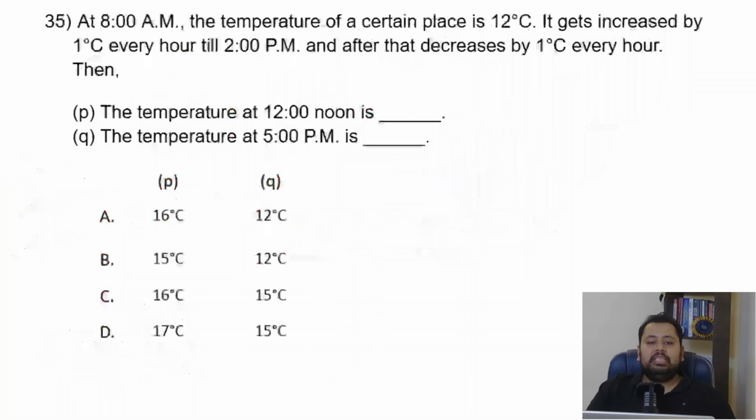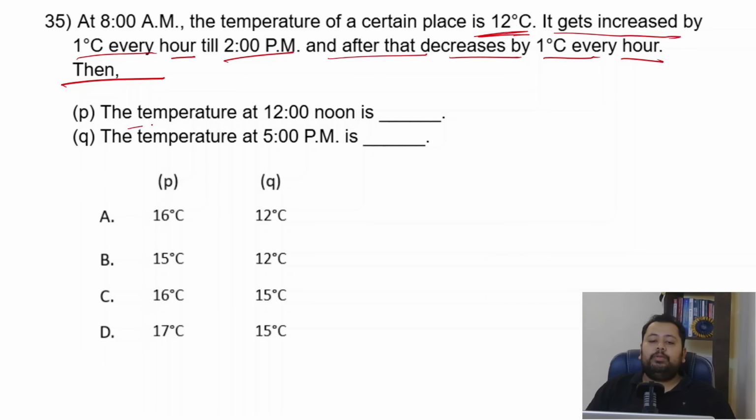And now we move to question number 35. At 8 a.m., the temperature of a certain place is 12 degrees centigrade. It gets increased by 1 degree centigrade every hour till 2 p.m. and after that decreases by 1 degree centigrade every hour. Then the temperature at 12 noon is dash, the temperature at 5 p.m. is dash.